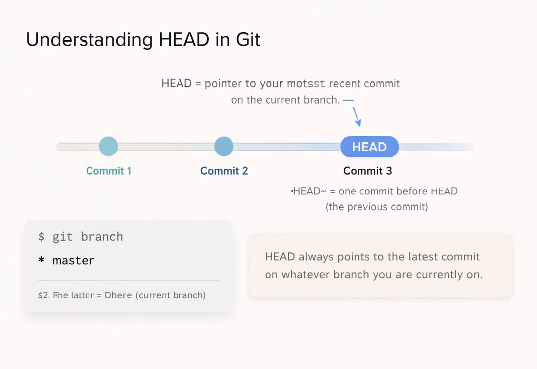You've seen the term HEAD in the reset commands. Let's understand what it means. HEAD is simply a pointer to your most recent commit on the branch you're currently working on. If you're on the master branch and you've made 3 commits, HEAD points to commit number 3, the latest one. When you write HEAD~1, that means one commit before HEAD. In other words, the previous commit. So when you run git reset HEAD~1, you're saying go back one commit from where I currently am. You can check which branch you're on by running git branch. The branch with an asterisk is your current branch.